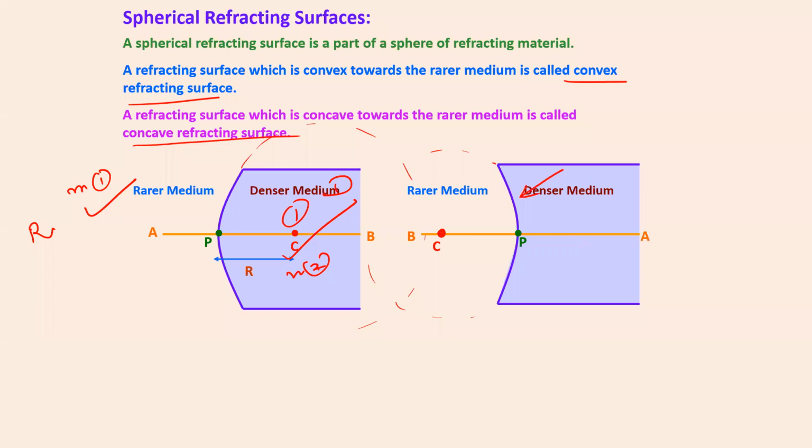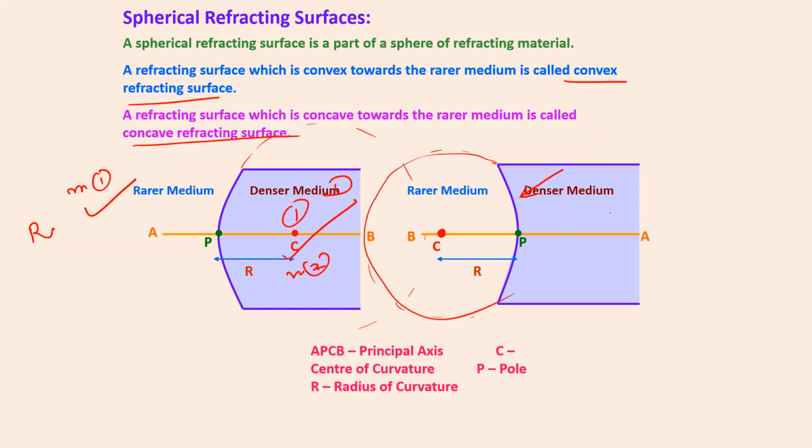We understood what the pole is. It is the same as for a mirror and lens. We have already learned that C is the center of curvature. If we complete this circle, this will be your center of curvature. P is your pole, so CP is your radius of curvature, and if you connect C, P, A, B, all these lie on one line only. That is why it is called the principal axis.